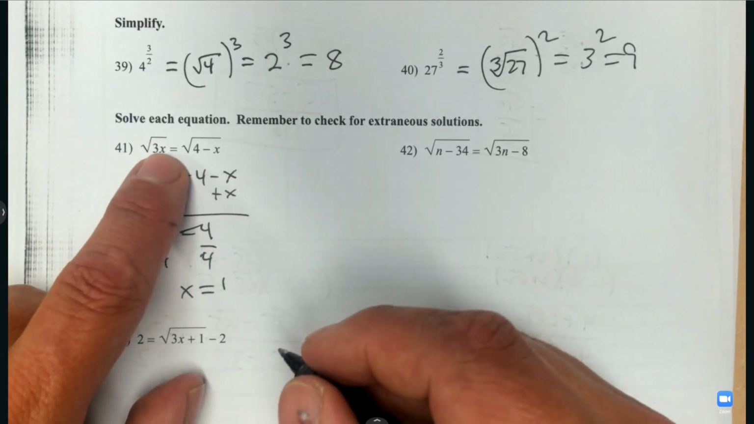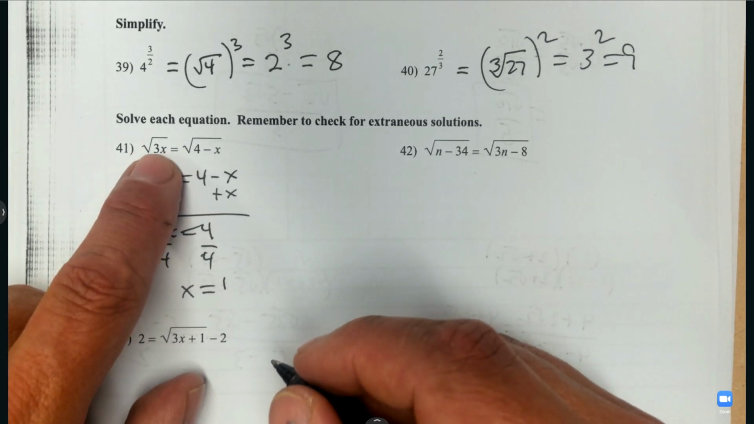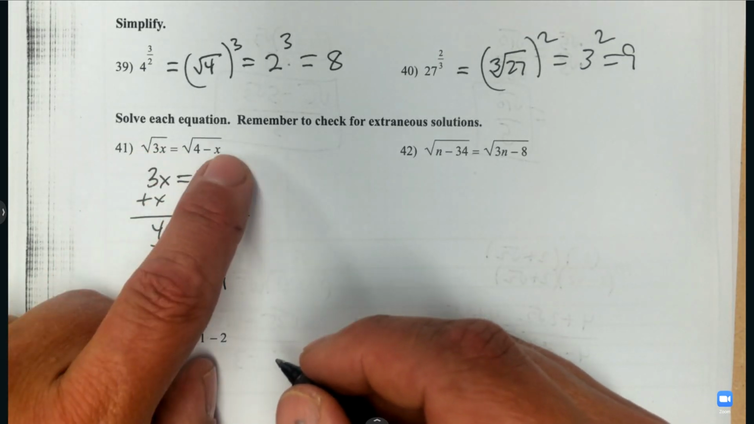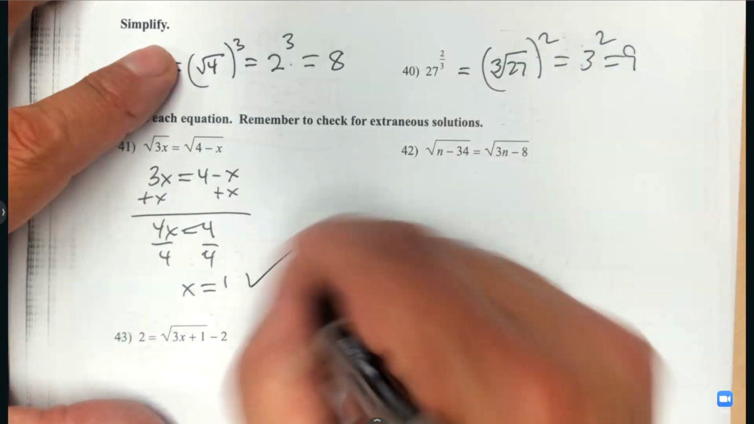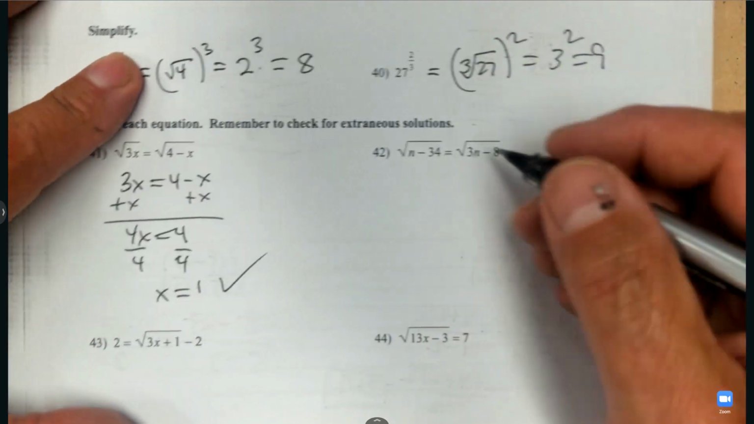If I plug 1 in for x, does that give me a positive number under the square root sign? Yes. Plug in 1 for x. 4 take away 1. Does it give me a positive value under the square root sign? So that's a good answer.